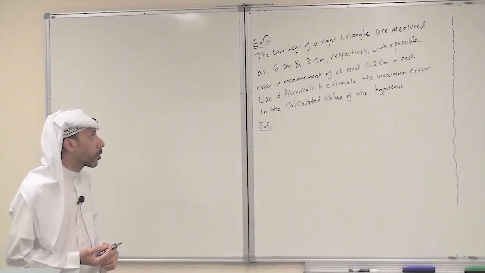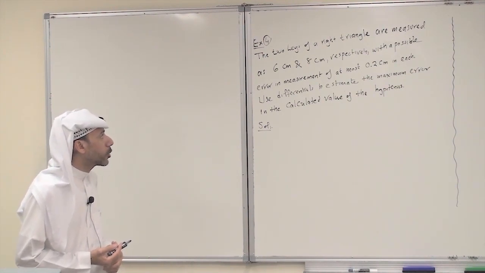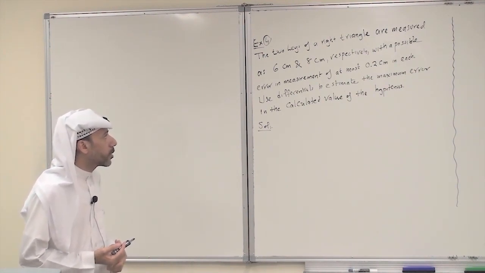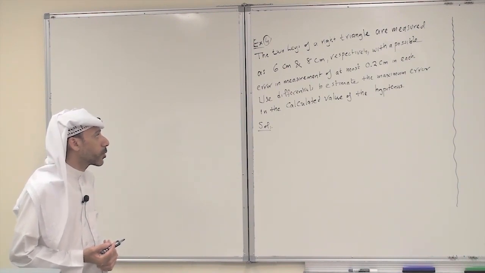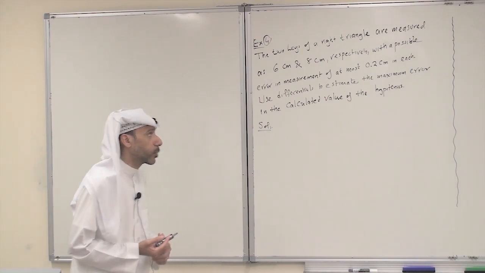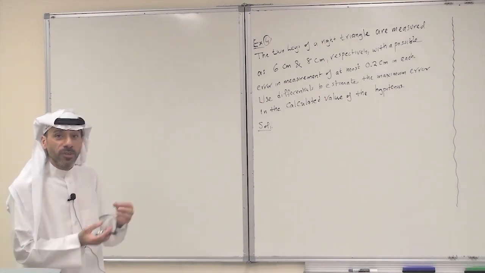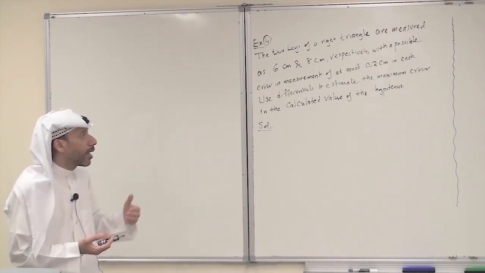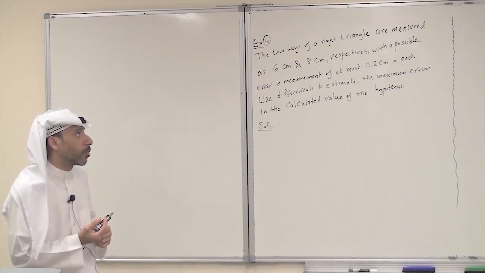Let's consider the following problem. The two legs of a right triangle are measured to be 6 cm and 8 cm respectively, with a possible error in measurement of at most 0.2 cm in each. Use differentials to estimate the maximum error in the calculated value of the hypotenuse. So first, we just try to write down the given information and then decide what is required from this problem.